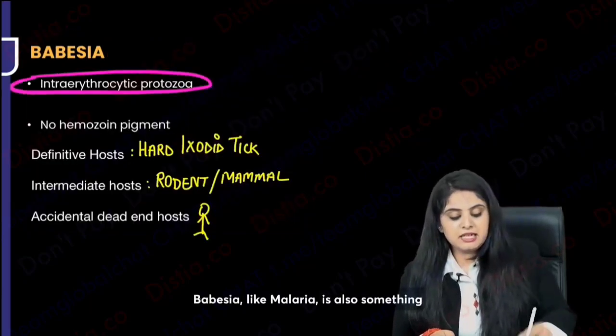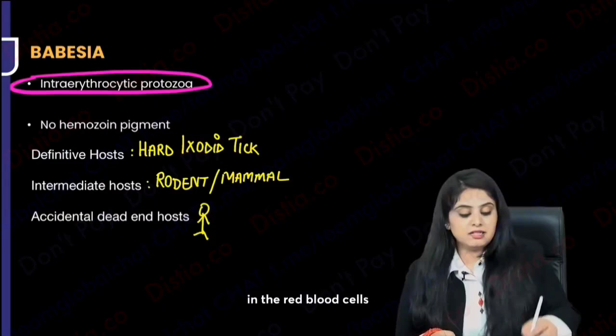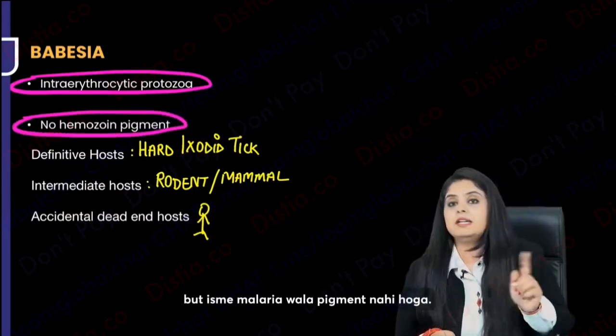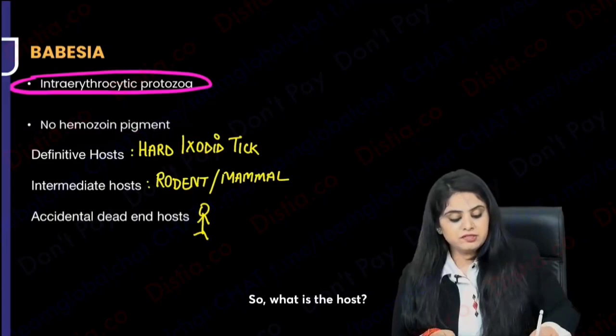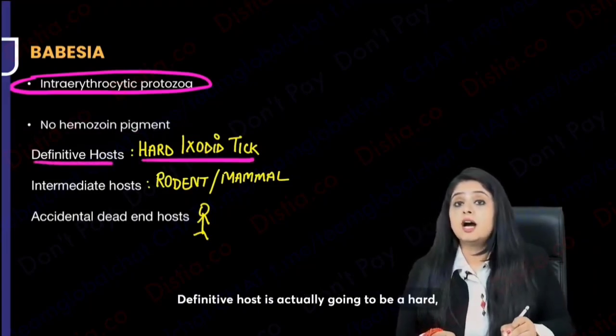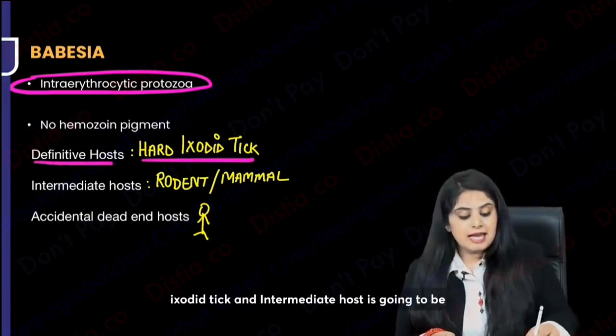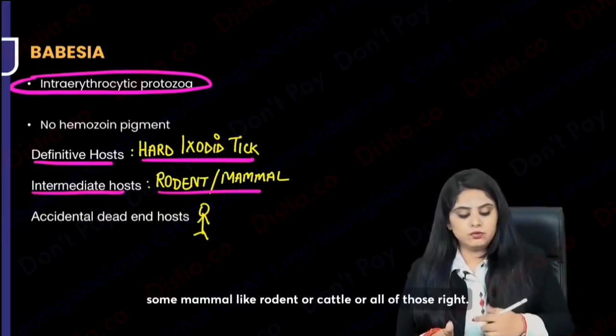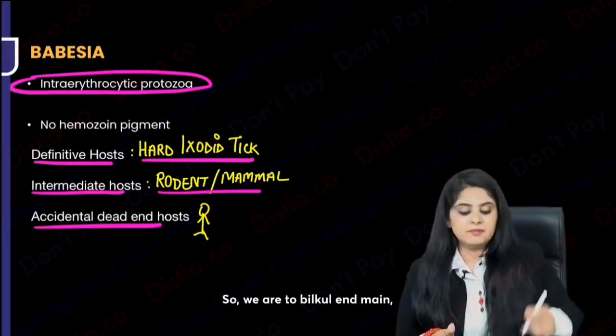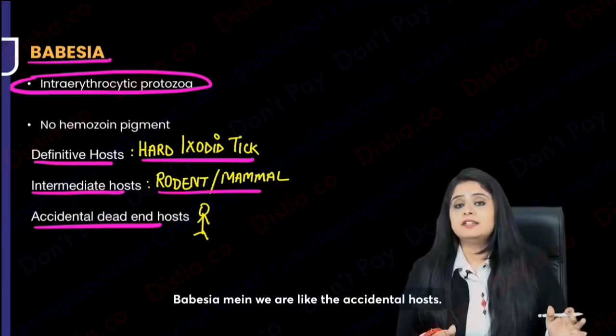Babesia, like malaria, is also something in the red blood cells, but it will not have the malaria pigment. Life cycle is different and no pigment is there. So what is the host? Definitive host is actually going to be a hard-bodied tick. An intermediate host is going to be some mammal like rodent or cattle, right? So we are at the very end. In Babesia we are like the accidental hosts.